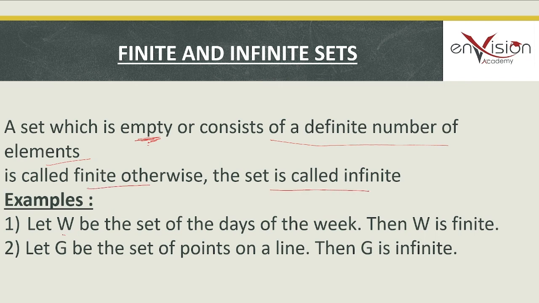For example, W is the set of days of the week. Now we can write down here Monday, Tuesday, Wednesday, Thursday, Friday, Saturday, Sunday. We can count the elements of that set W, so it means W is a finite set. But if I write G is the set of points on a line, then G is infinite. Obviously, if I draw any line, there are infinite points because a line is made up of infinite points. So this set is infinite.